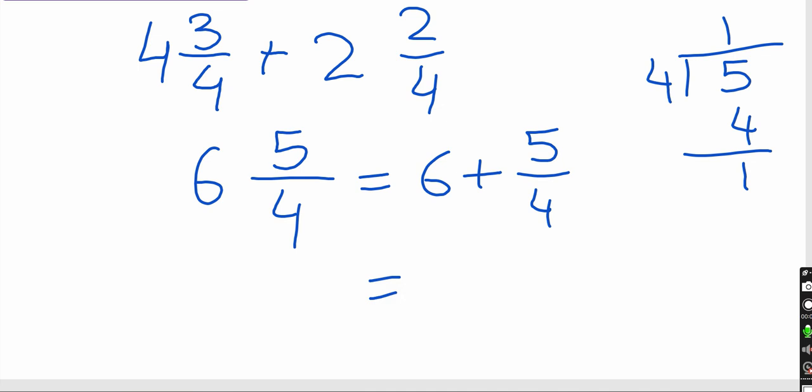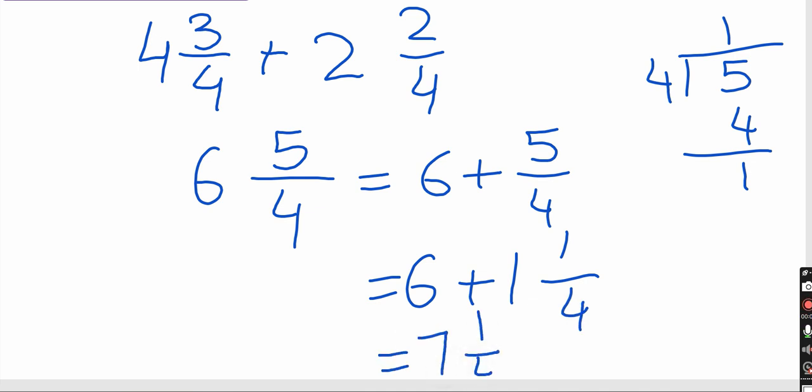What is our new fraction? 6 plus 1 whole 1 by 4. So the new answer will become 7 whole 1 by 4. I will add the whole numbers and write the fraction separately. So this was the addition with renaming or borrowing.